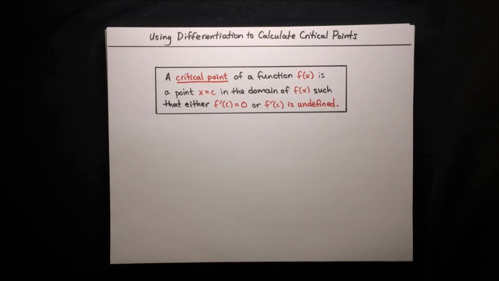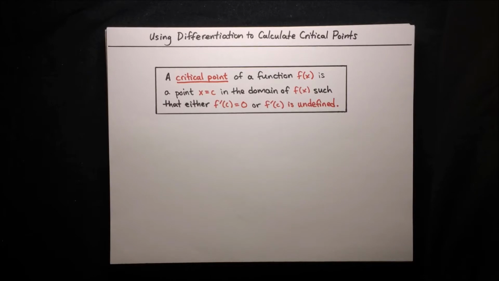In this video, I'm going to show you how to use differentiation to calculate critical points. So first of all, what is a critical point? Well, a critical point of a function f of x is a point x equals c in the domain of f of x such that either the derivative f prime of c is equal to 0 or it is undefined.